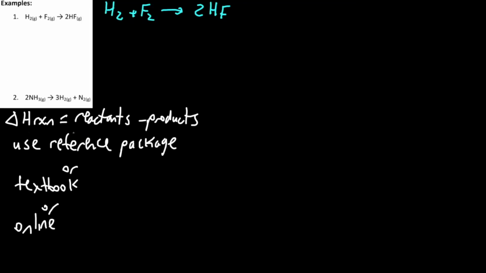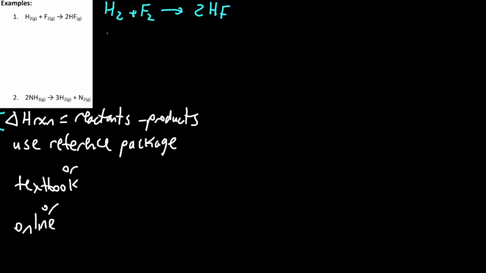So as shown here, the formula that we're going to use is delta H equals reactants minus products. So you're going to have to use a reference package or textbook or data that you can find online for the amount of energy that is required to break bonds. So let's see what we have here.